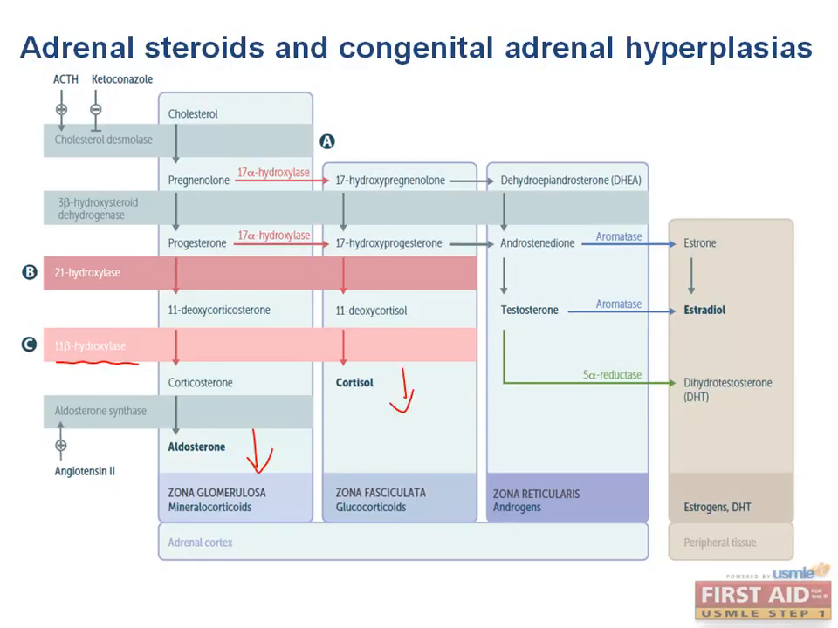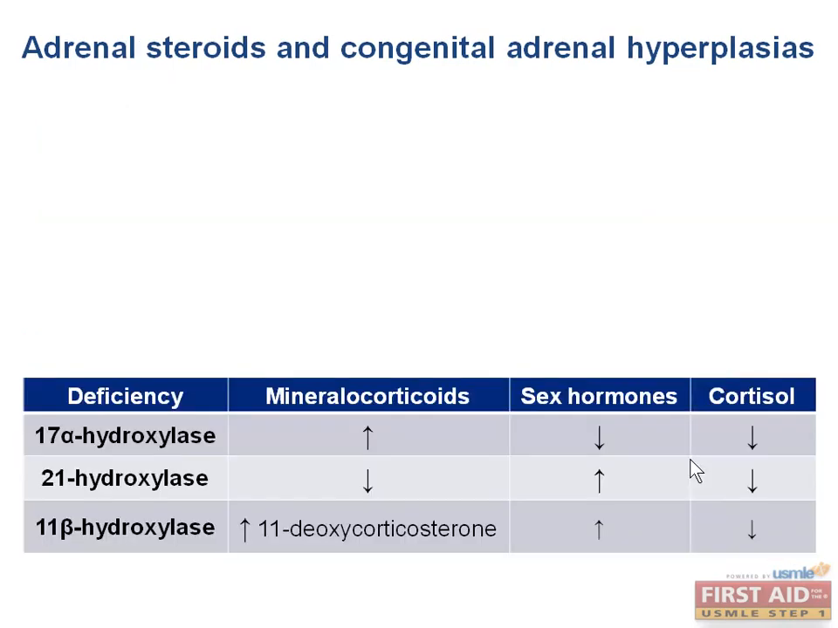However, an important difference between these two forms of CAH is that 11-deoxycorticosterone, shown here, has mineralocorticoid activity that is similar, though not equivalent, to aldosterone. So, therefore, excess levels of 11-deoxycorticosterone leads to hypertension, as opposed to the hypotension that we see in 21-hydroxylase deficiency. Now I'm going to show you a simple mnemonic to help you remember the difference between these disorders.